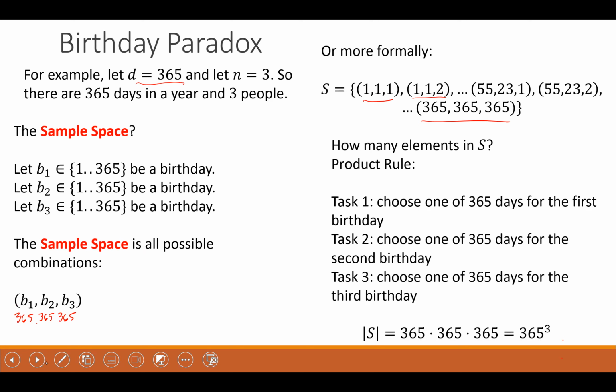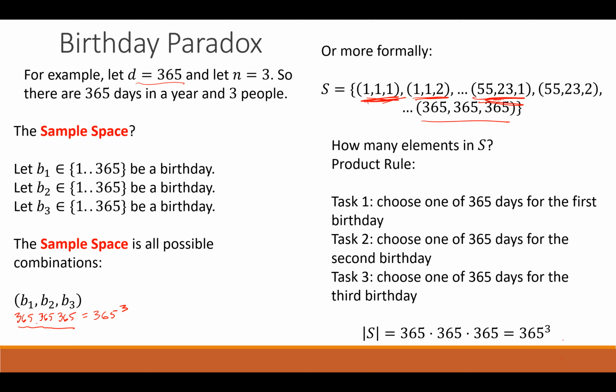And I get 365 cubed. Okay, so yeah, simple product rule, 365 choices for each of them gives me 365 cubed. And if I list them all out, they are all some sequence of three numbers. Okay, so that's our sample space. This is what our outcomes look like.